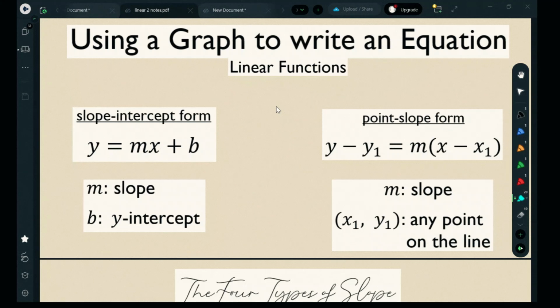Today we are going to look at using a graph to write an equation. And we are still focusing on linear functions. This is our review of Algebra 1 material. And let's take a look here.